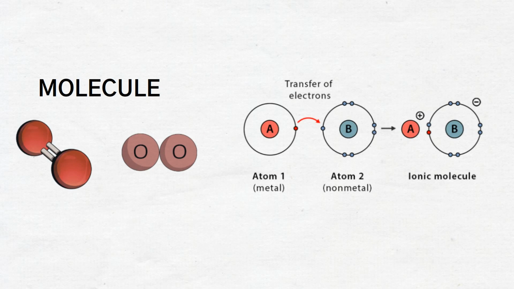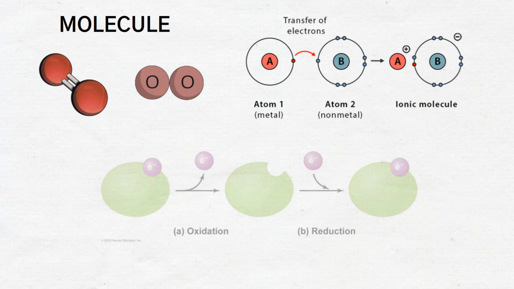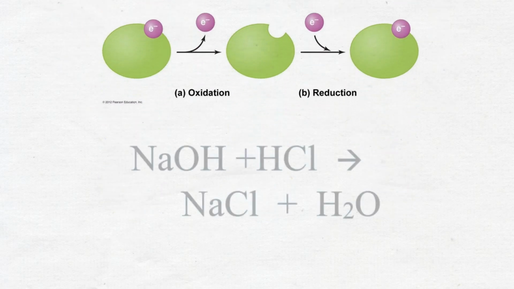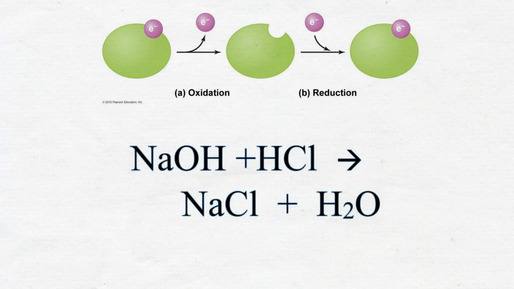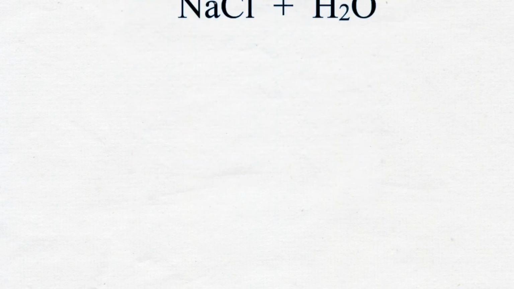Each of these situations has a specific name. When atoms are lost, it is called oxidation. When atoms are gained, it is called reduction. For example, hydrochloric acid and sodium hydroxide react. The chlorine from the hydrochloric acid reacts with the sodium from the sodium hydroxide. The sodium atom loses an electron, making this an oxidation reaction. At the same time, the chlorine gains an electron, making this a reduction reaction.